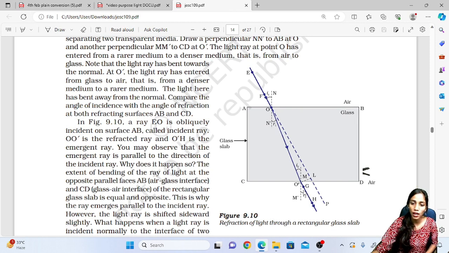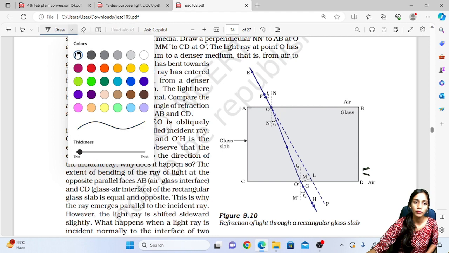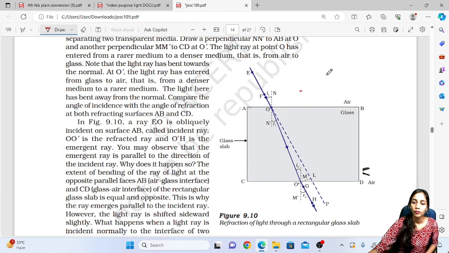Now when they are placed on this side, the pins are removed and their positions are marked. These markings are then joined. Once you join the markings, you have to draw a straight line, and wherever it is incident on the surface AB, there you mark the point as O.